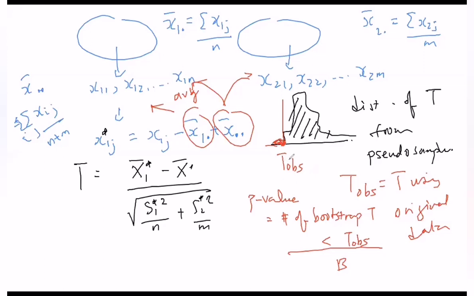If you have a two-sided test, you multiply by 2. It depends on whether you want to calculate the p-value on the left side or the right side, which depends on where your TOBS occurs, on the negative side or the positive side. So this is basically the setup, and it's actually very easy to execute.